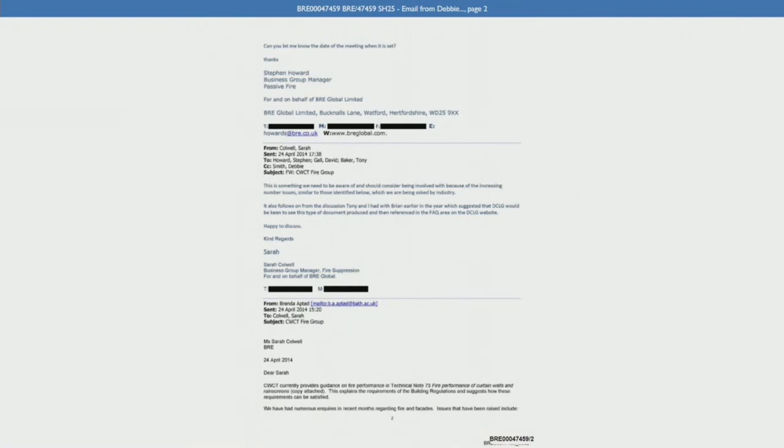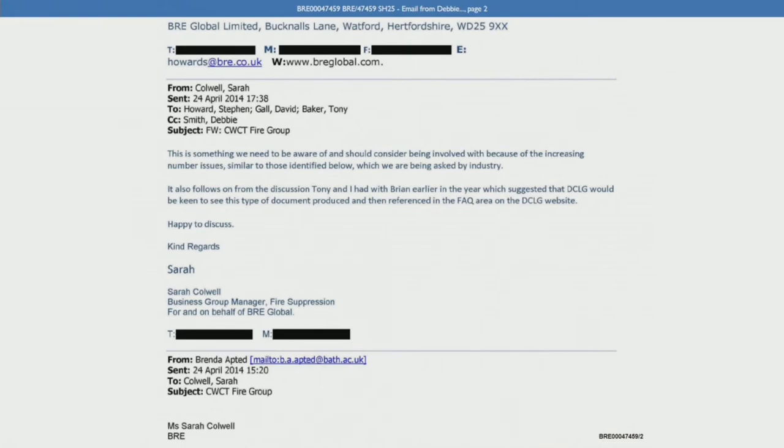No, I don't. If we move up the chain to the middle of page two, we can see here is an email from Sarah Colwell on the 24th of April, same day, a few minutes later, to Stephen Howard, David Gall and Tony Baker. And you can see that you're copied in there. So you're copied into this. Yes. And she says, this is something we need to be aware of and should consider being involved with because of the increasing number of issues, similar to those identified below, which we are being asked by industry. It follows on from the discussion Tony and I had with Brian earlier in the year, which suggested that DCLG would be keen to see this type of document produced and then referenced in the FAQ area on the DCLG website.